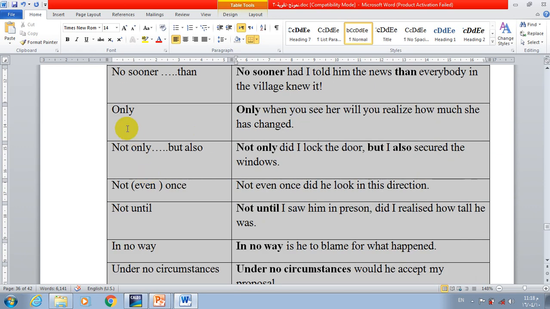Let's go to another word, only. Only when you see her will you realize how much she has changed. Only when you see her will you. Here we use the modal verb will before the subject pronoun you. Will you realize how much she has changed.